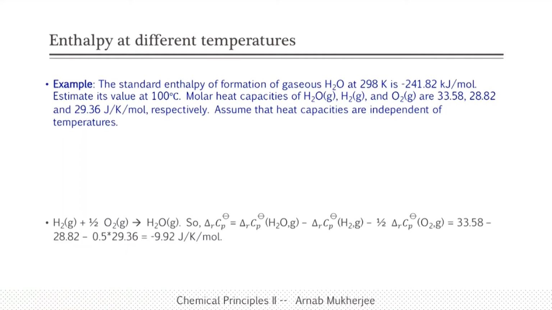So first we write down the reaction, H2 plus 1/2 O2 gives H2O, then we calculate the delta R Cp, that means the reaction heat capacity, given by the terms with the stoichiometric coefficients, and that gives us a delta R Cp of minus 9.92. Now how much change in temperature is there from 298 to 373? That is 75 degrees. So 75 multiplied by 9.92, and add the value that was there, 241.82. Once we do that, we get minus 242.6 kilojoule. So that is how, knowing the heat of formation or heat of reaction at one temperature, we can calculate it at other temperatures.